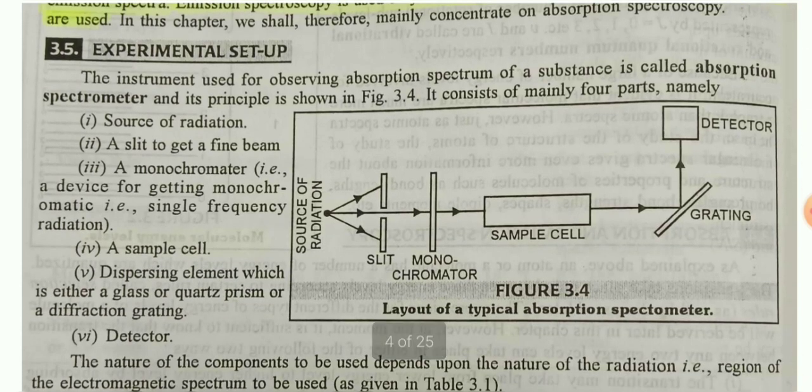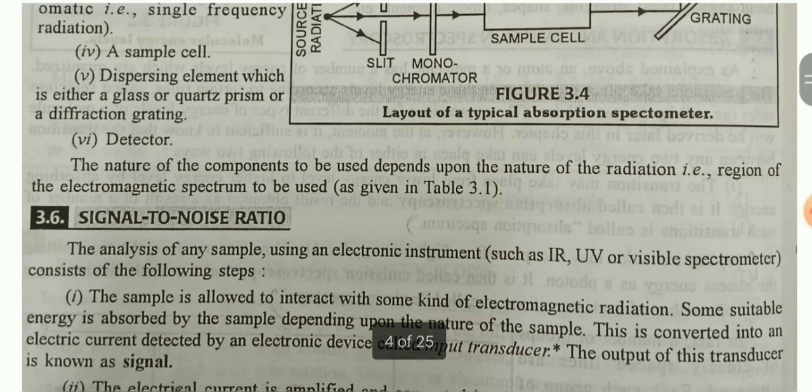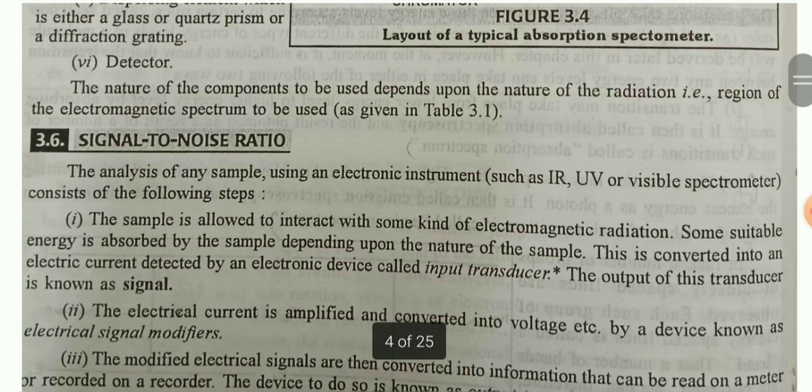Heading 3.5 Experimental Setup. The instrument used for observing absorption spectrum of a substance is called absorption spectrometer, and its principle is shown in figure 3.4. It consists of mainly four parts, namely source of radiation, a slit to get a fine beam, a monochromator, that is a device for getting monochromatic, that is single frequency radiation, a sample cell, dispersing element which is either a glass or quartz prism or a diffraction grating, and detector. The nature of the components to be used depends upon the nature of the radiation, that is region of the electromagnetic spectrum to be used, as given in table 3.1.